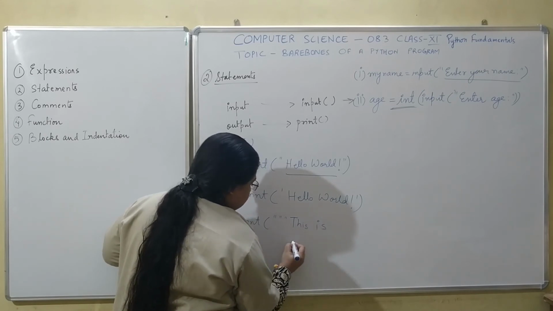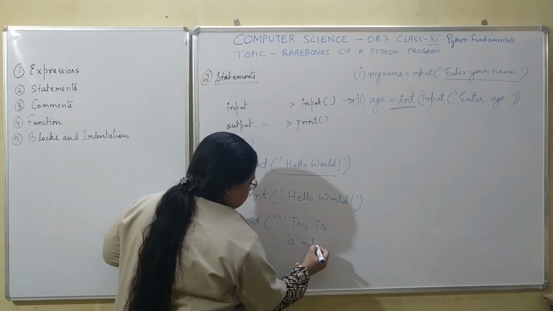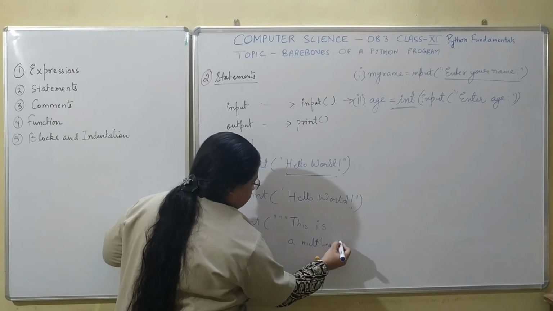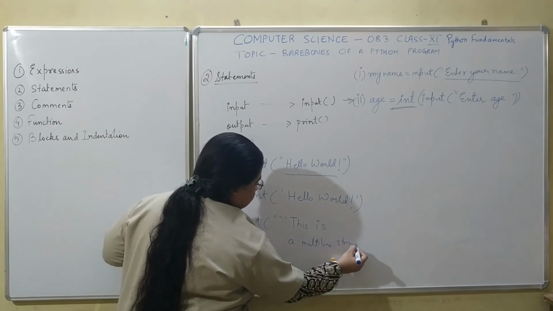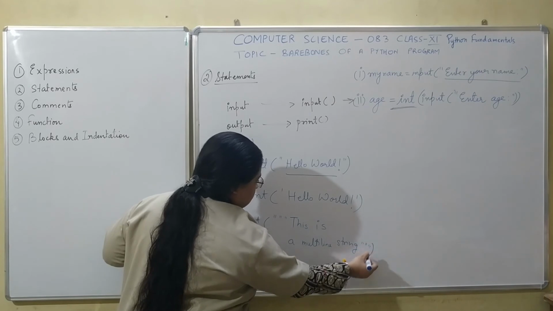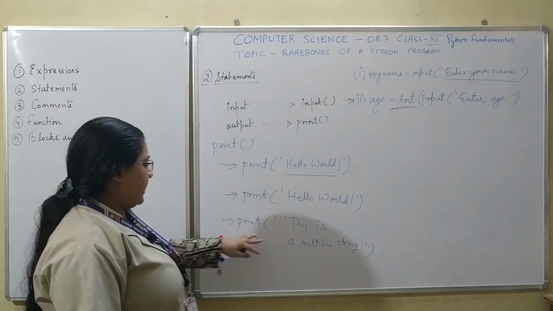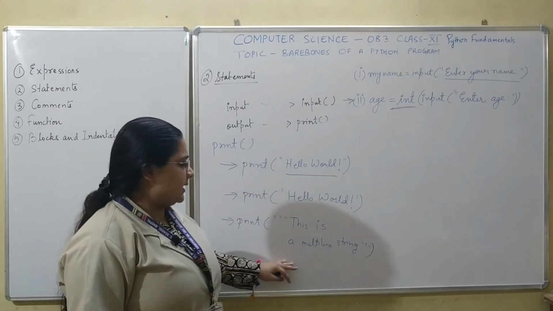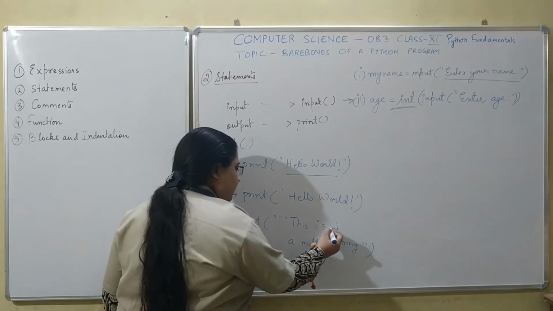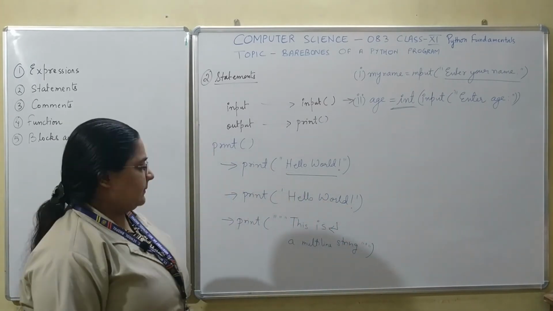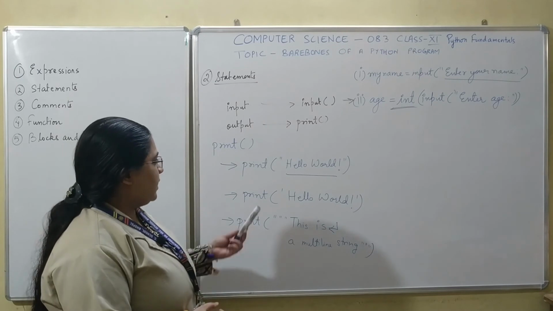This is a multi-line string, and you can close the triple double quotes there. So the advantage of such kind of strings is automatically a new line character is added over here. So this way you can use print.